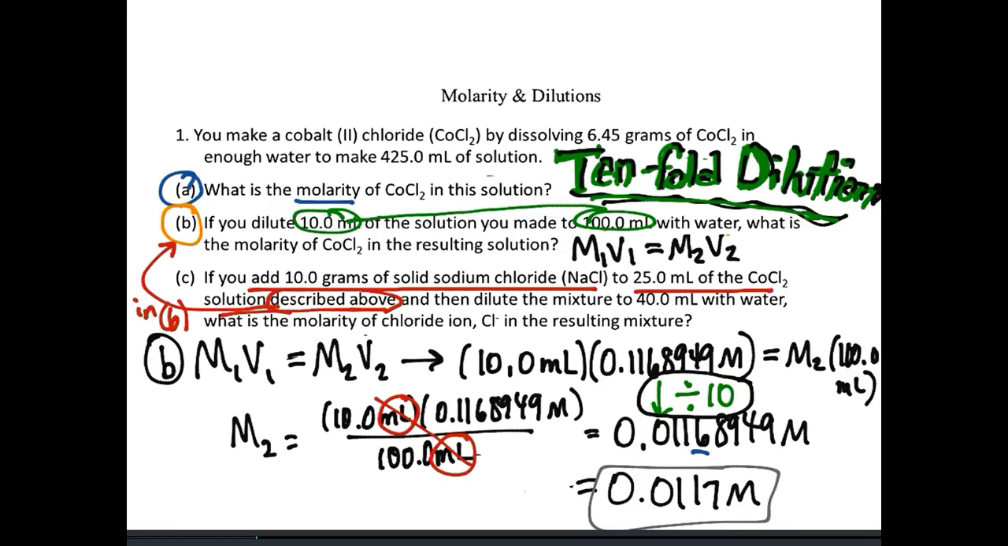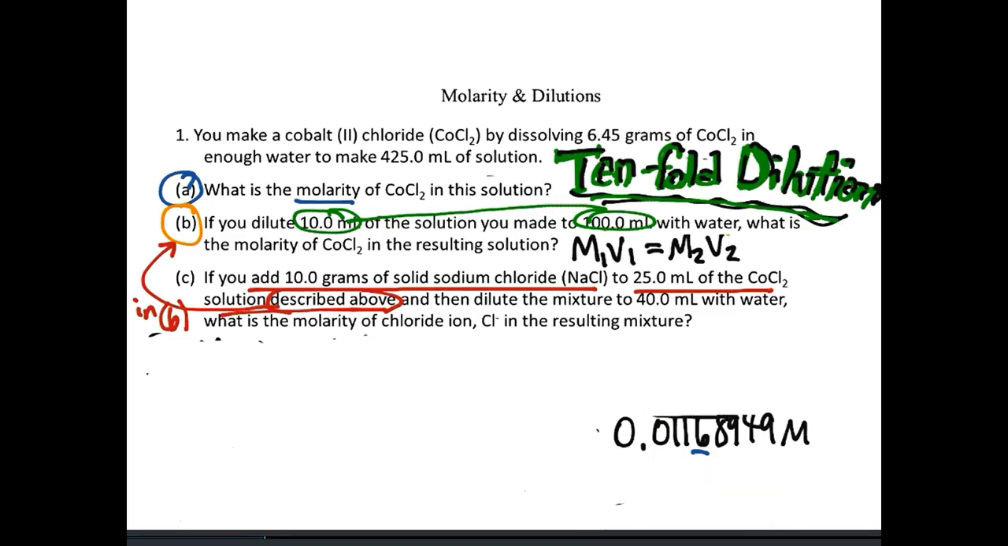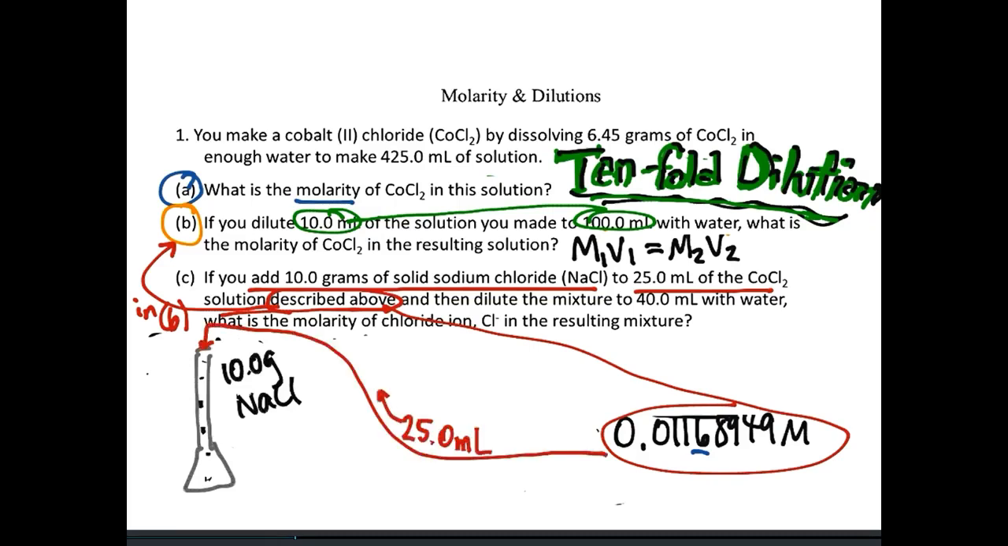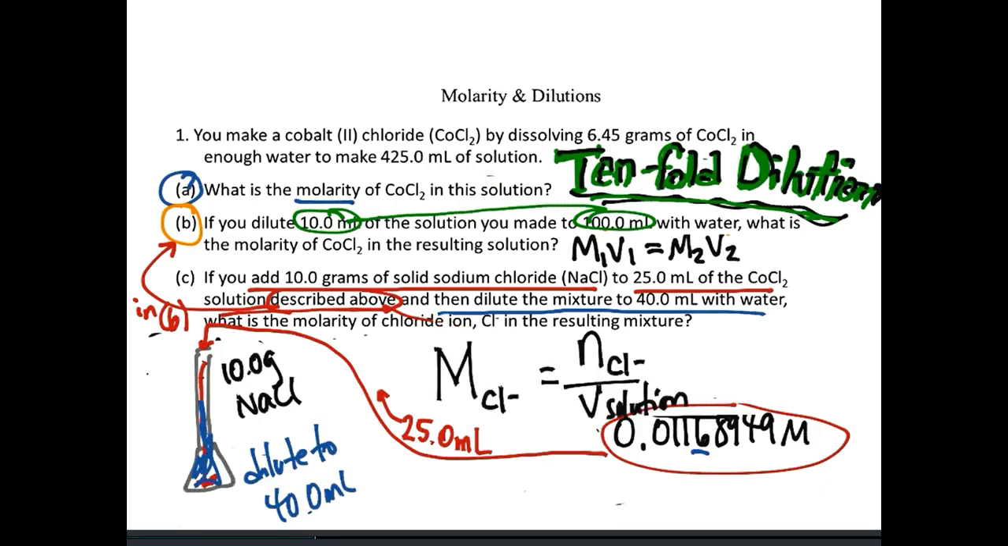Let's make sure everybody knows what we're doing here. We're going to ultimately calculate the molarity of chloride ion in the resulting mixture, which is a little bit complicated, but I want to make sure everybody understands. So this is the answer to part B. I'm going to take my flask and put in 10 grams of solid sodium chloride. Then I'm going to take my solution that I made in part B and add 25 mLs of that to the same mixture. I'm going to mix them together and then dilute it to 40 mLs with water. Let's assume that this is a 40 mL flask, which probably doesn't exist, and dilute to the line.